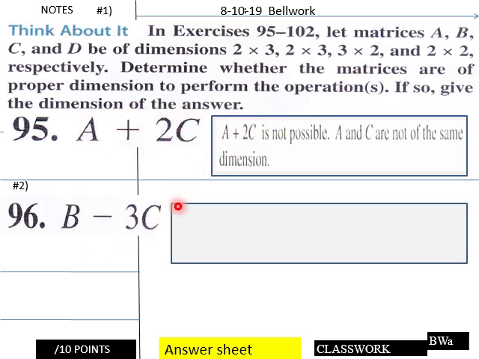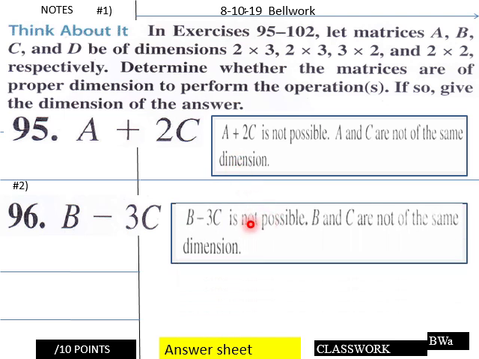And then down here for B minus 3C, B here would be a 2 by 3, 2 rows, 3 columns. And then our 3 times C here would be 3 rows and 2 columns. So we have 2 rows and 3 columns, and then 3 rows and 2 columns. You will not be able to combine that either, so it's not possible. B and C are not of the same dimension.